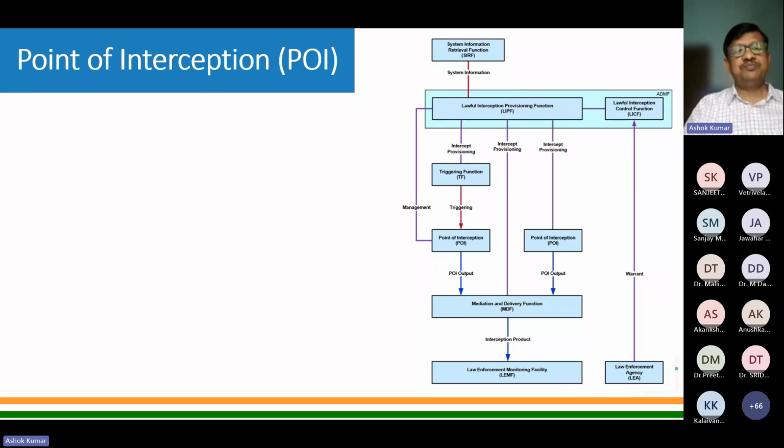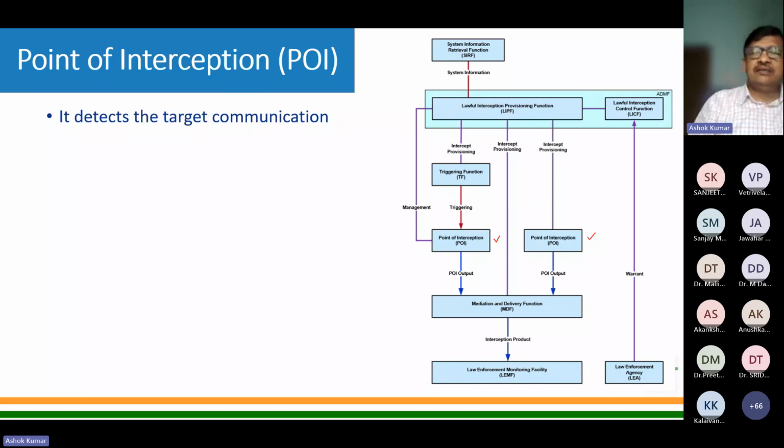Now the question is, what is a point of interception? In this picture, you can see this is the point of interception, where actual interception takes place. This can be AMF, SMF, UPF, or even the SMS function if an SMS service is there. Basically, when we say point of interception, it is able to detect a target's communications. What does it mean? Suppose a target number has been provisioned for interception. Whenever there is a call, this POI will be able to detect that a call has started, and it will start monitoring and providing information, and XIRI and XCC information will be produced.